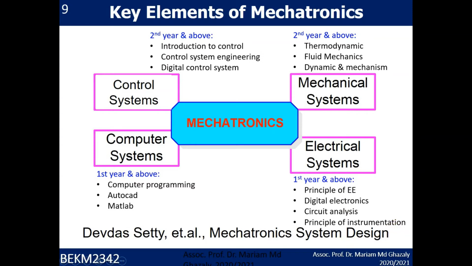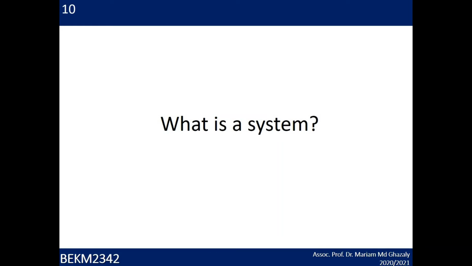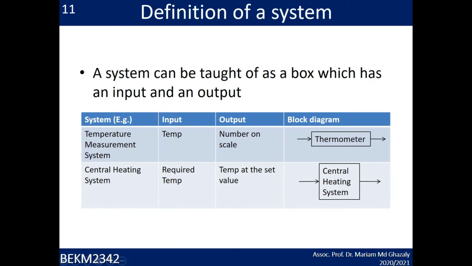principle of instrumentation. So what is a system? The definition of a system is that a system can be thought of as a box which has an input and output. Assume that you do not know what is in the system. Let's say we have one system which is a temperature measurement system. For this temperature measurement system, normally what sensor do you use? Let's say we are going to use a block diagram here, which is a thermometer. The input to the thermometer is the temperature here, and the output will be the number on the scale.